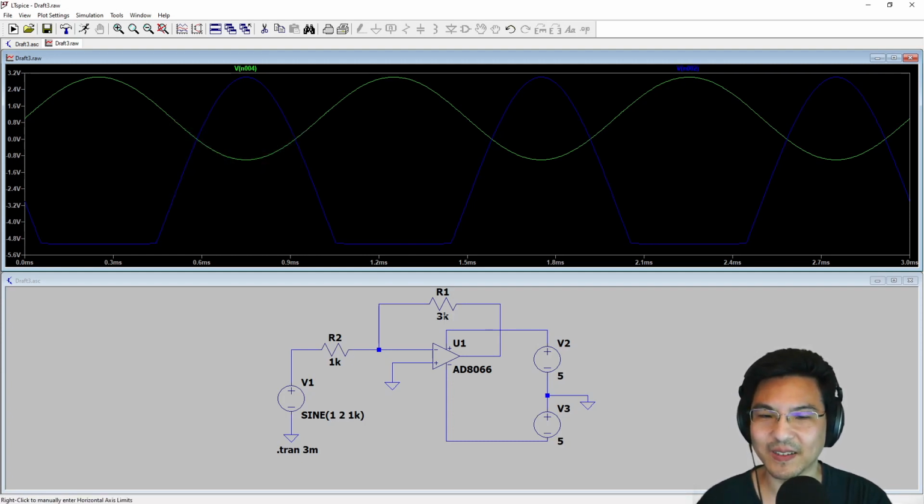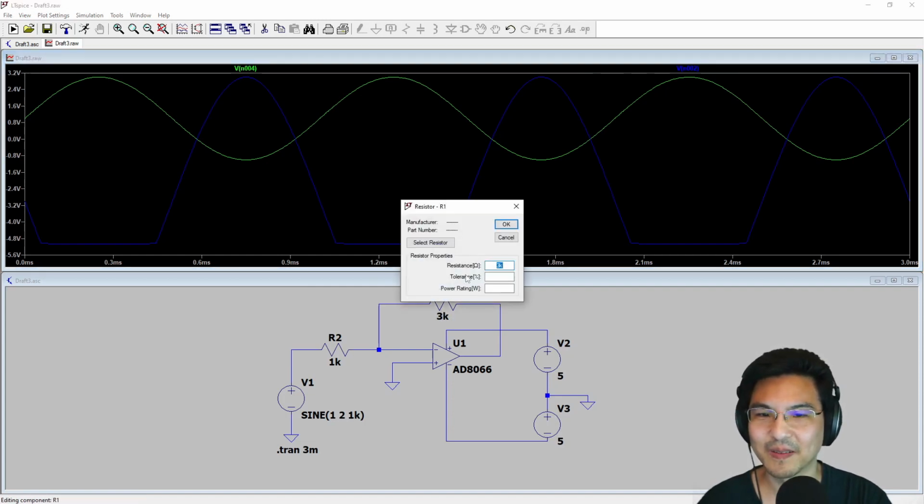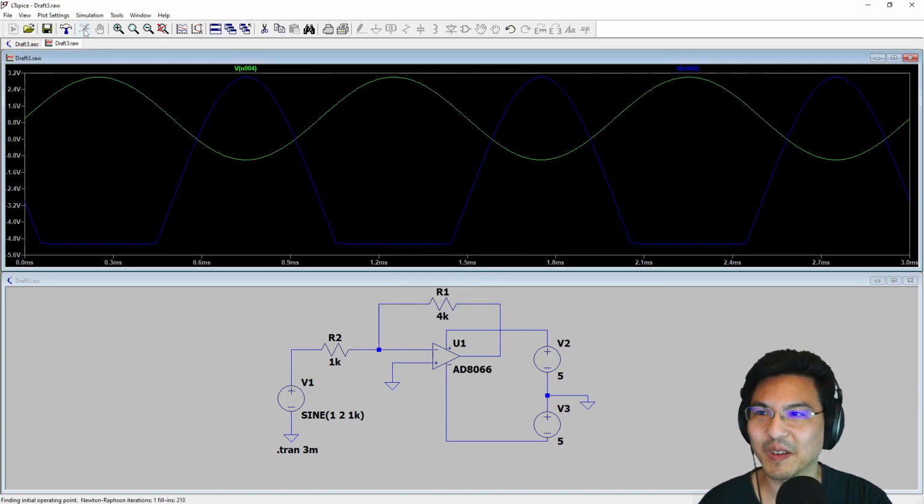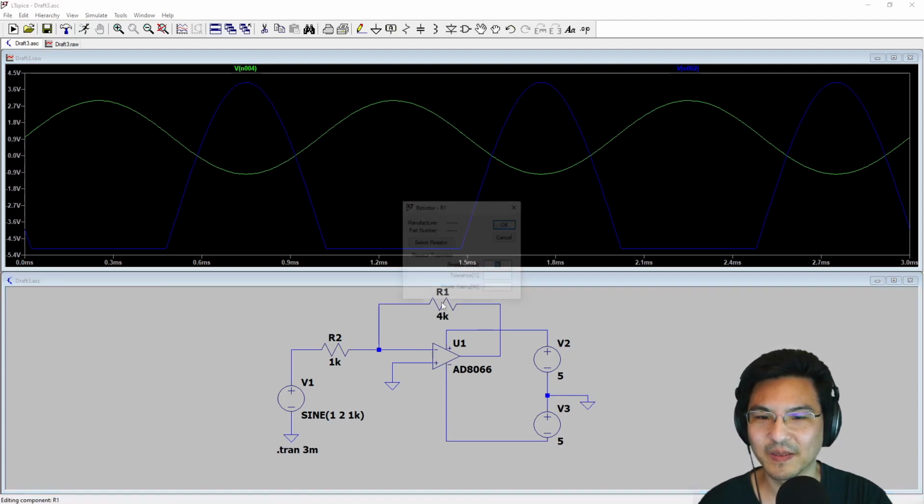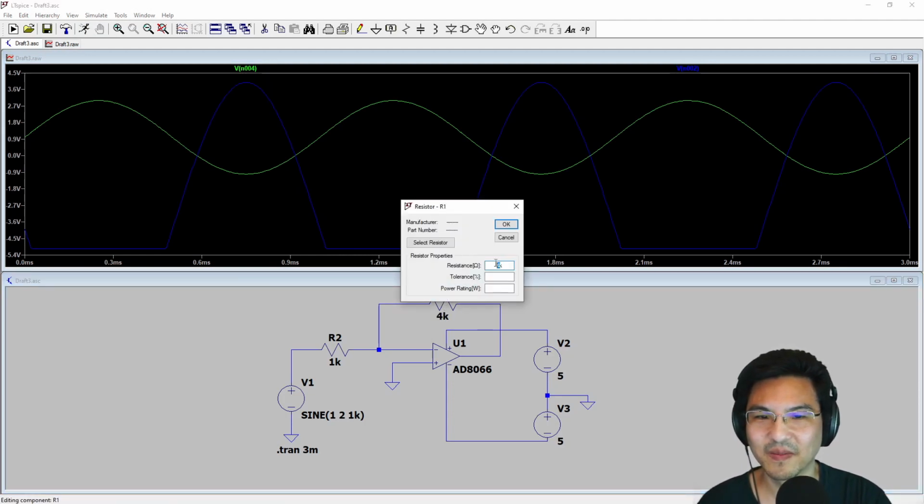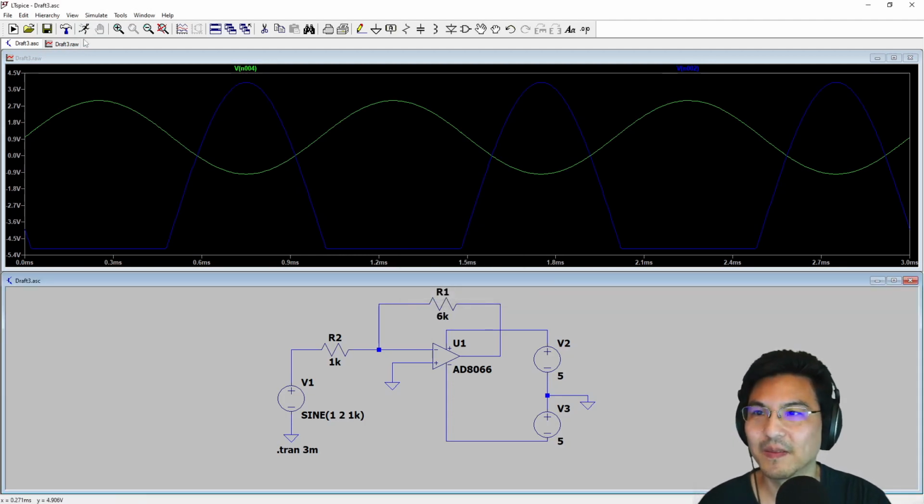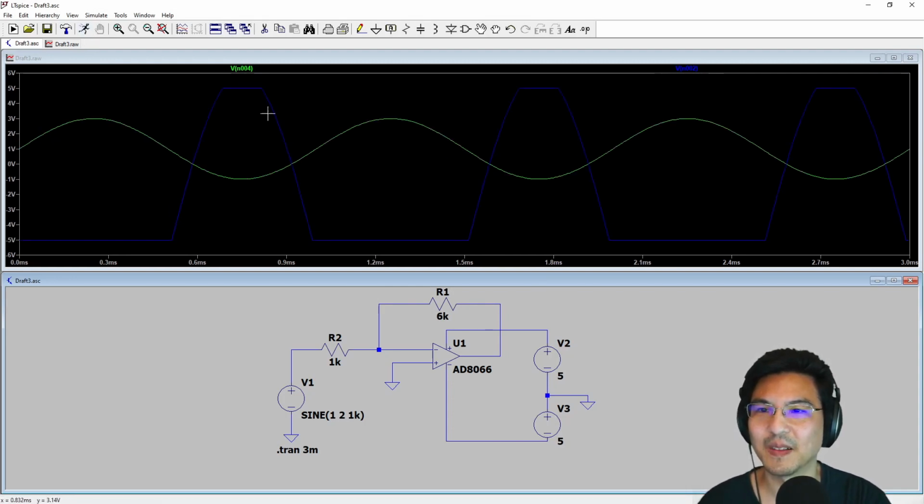Let's see. Let's say I change the gain to even more. Let's say 4. Rerun this. And even more. 6. Rerun it. Look, so both the top and the bottom got saturated, right? And they're kind of capped at plus or minus 5 because of our supplies.